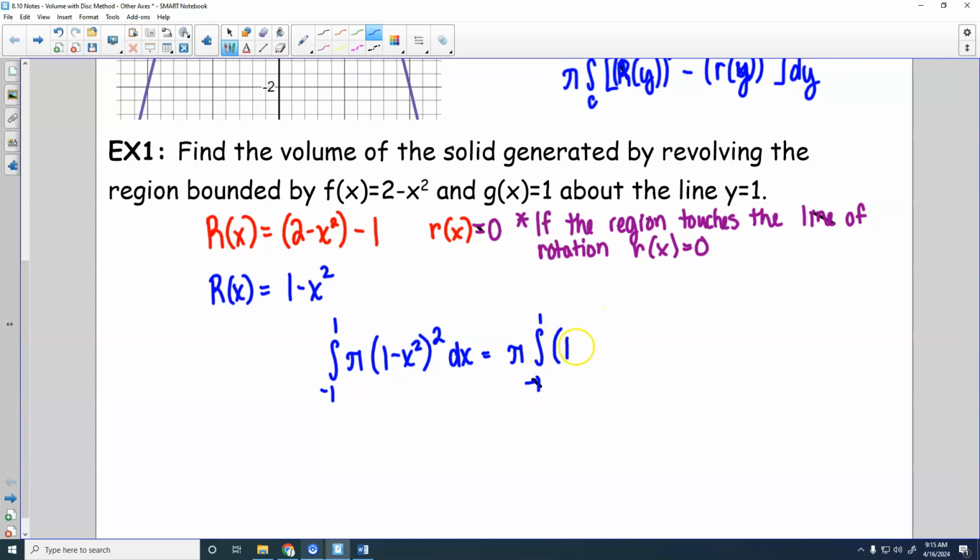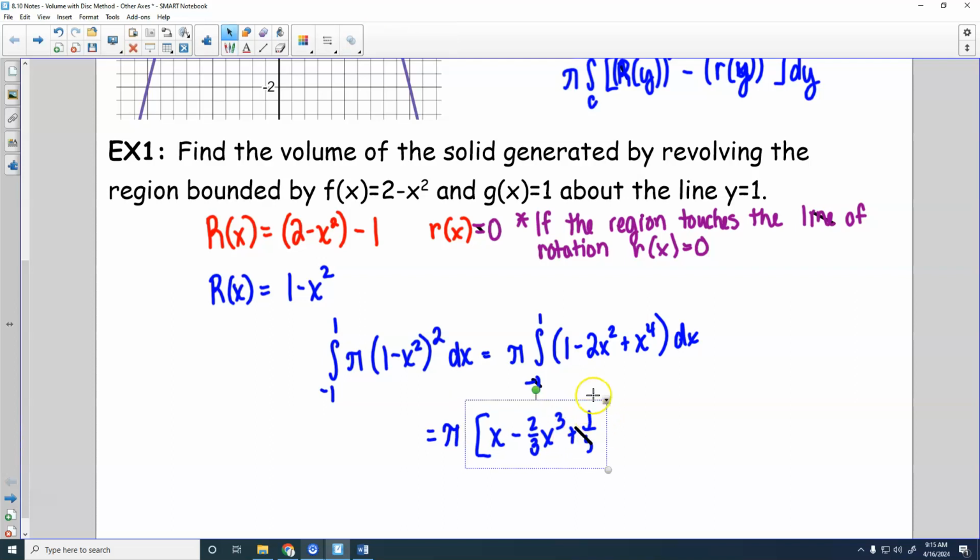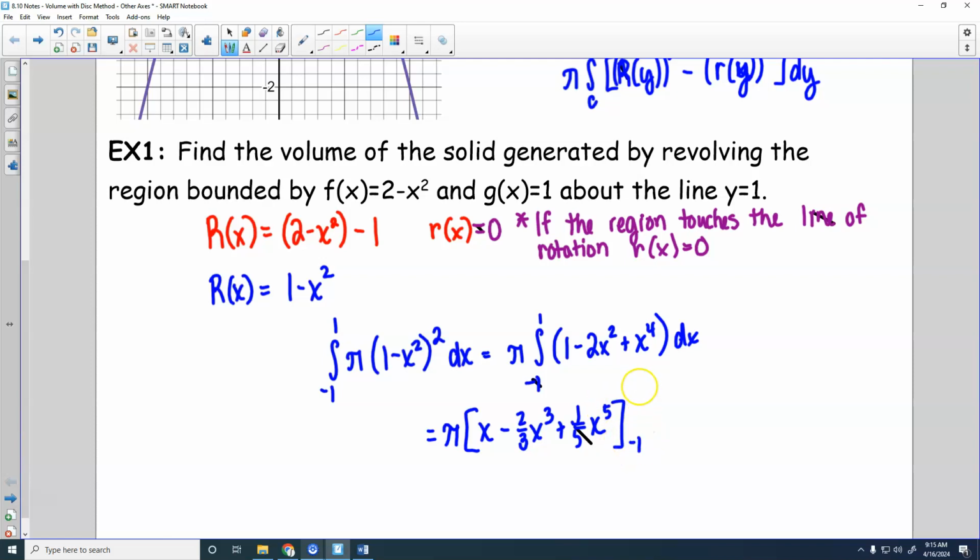That's going to be the integral of 1 minus 2x squared plus x to the 4th dx there. And like I said, we'll do one of these by hand just so we're not out of practice, but most of these we won't just for the sake of time. So this will give us x minus 2/3 x to the 3rd plus 1/5 x to the 5th from -1 to 1.